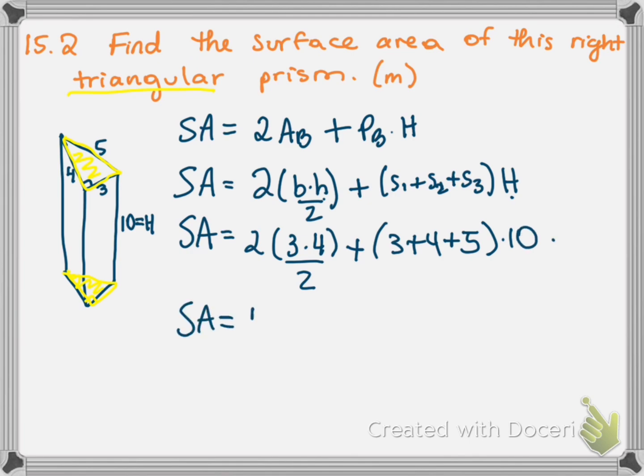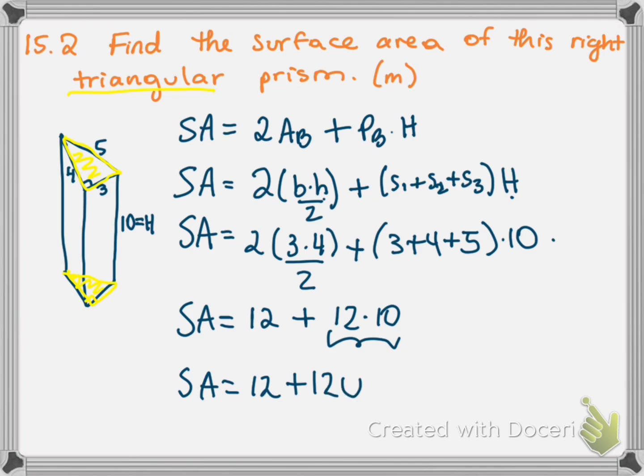And if we simplify that, this is going to be 12. And then this is going to be 12 times 10. Remember, order of operations tells us to do that first, the multiplication. So it's 120 plus 12. And the answer is 132. And in this case, the units are meters, so square meters.